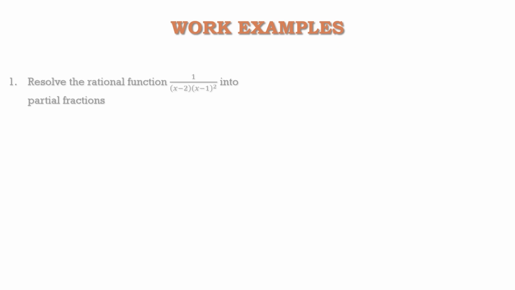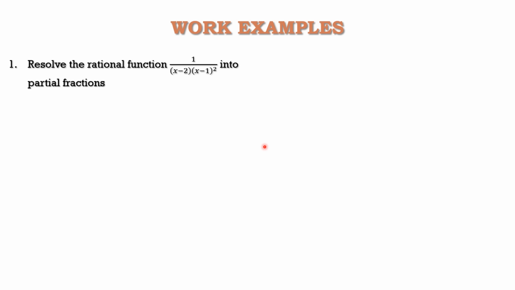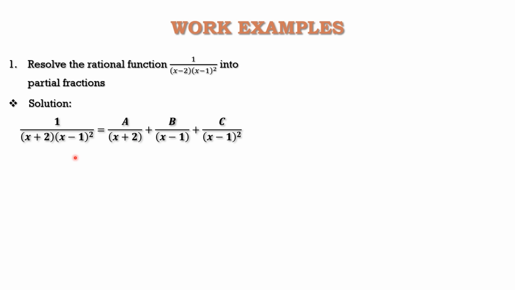So now let's proceed to understand a simple example. We solve the rational function 1 divided by (x + 2)(x - 1)² into partial fractions. This is a proper rational function and I can separate it. But look at the denominator. We have a linear factor as part of the denominator and a linear repeated factor. So here, this is how we are going to separate it.